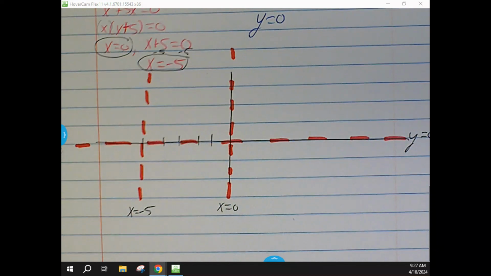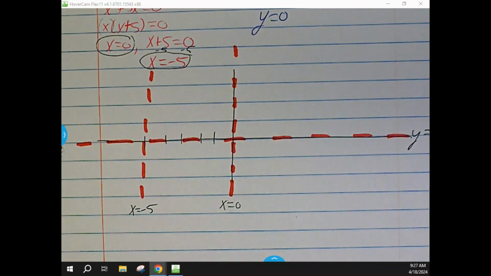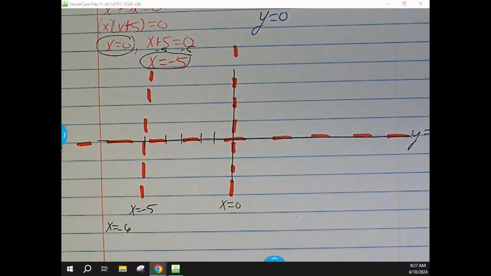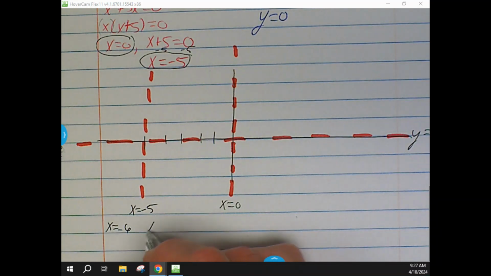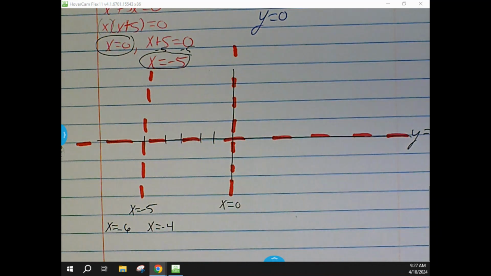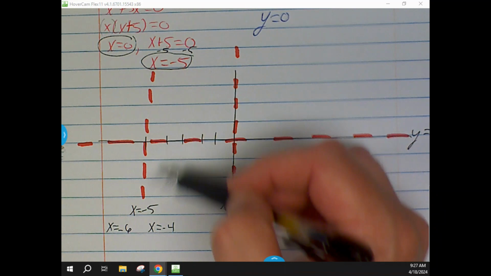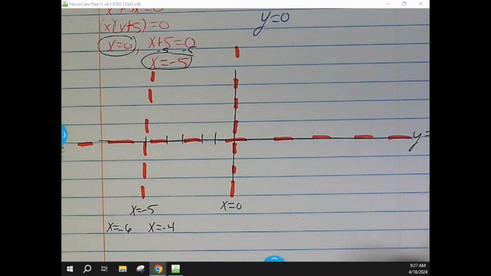Now, because we've got 2 different sets of asymptotes here, one at 0, one at negative 5, that means we're going to plug in a number around negative 5. So we're going to plug in negative 6. And we're also going to plug in negative 4, because we need to know what's going to happen over here. We also need to know what's going to happen over here.